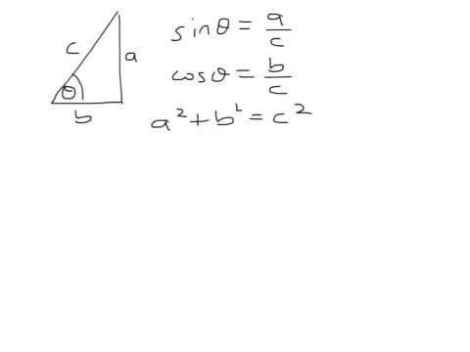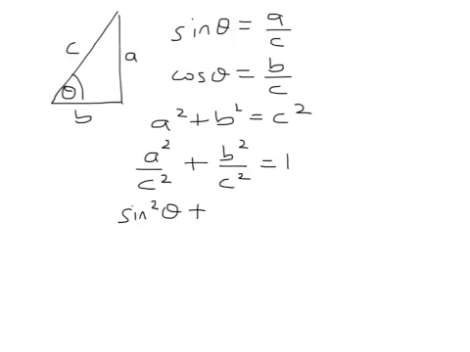So let's take this Pythagoras equation and divide everything by C squared. So A squared over C squared plus B squared over C squared equals 1. But A over C is sine theta, so A squared over C squared is sine squared theta. And similarly, B over C is cos theta, so this is cos squared theta. So then we get this identity that we used in the C2 exam.